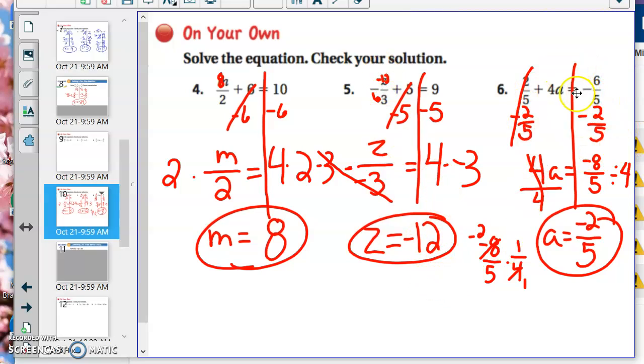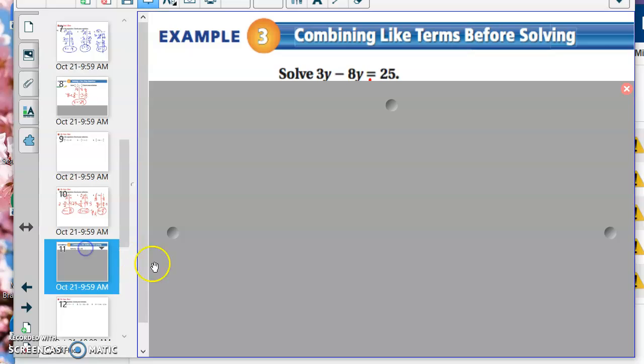This one's probably the trickiest of the three. What you have to do first is subtract 2/5 on both sides. That leaves you with negative 8/5. And then I had to divide by 4 on both sides. Well, dividing by 4, like we talked about yesterday, is the same as timesing by the reciprocal. And then when I cross-canceled those things, that left me with the answer of negative 2/5, and that is actually what a equals, negative 2/5.